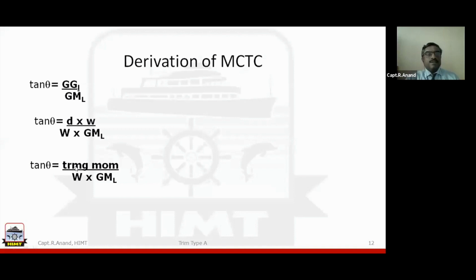So this dW, in simple words, we call it trimming moment. So tan theta is trimming moment by W into GML. This is based on the first concept. Let's go to the second concept. Remember, we got that tan theta is trim by LBP.